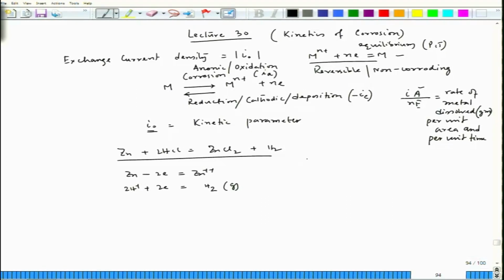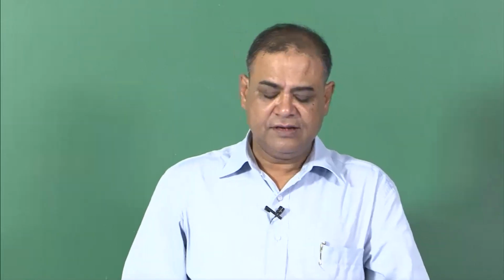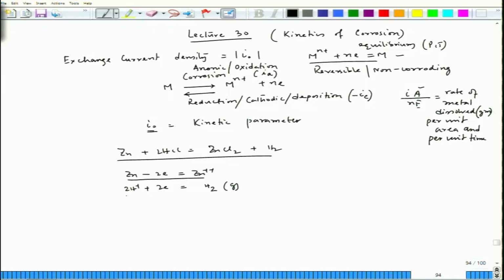Experimentally we have seen that when zinc is dipped in HCl, let us say pure HCl that does not contain any oxygen, so it is a deaerated solution, at that time we have these two half cell reactions. For each half cell reaction we will have a corresponding I0, and how do we denote this? It should be denoted like this. This is I0, and this is also I0 for H+/H2.